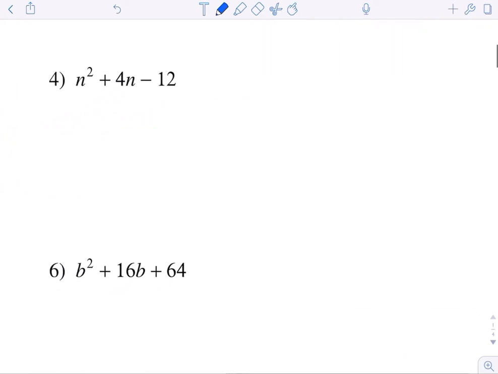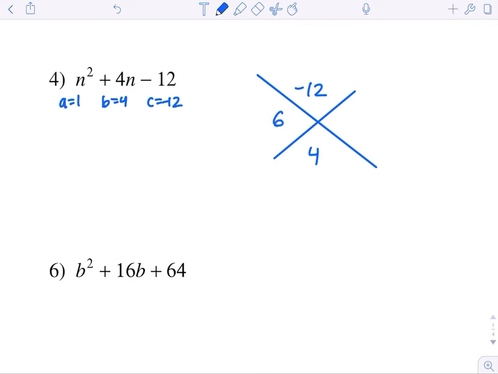Over here, a is equal to 1, b is equal to 4, and c is equal to negative 12. A times c, you guys, which gives you the top, that is negative 12. And on the bottom, it's just your b value of 4. Two things that multiply to negative 12, but when you add them, give you 4. That is 6 and negative 2. A is equal to 1, so your factors are n plus 6 and n minus 2.